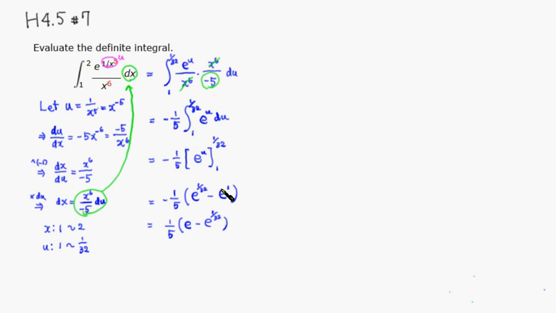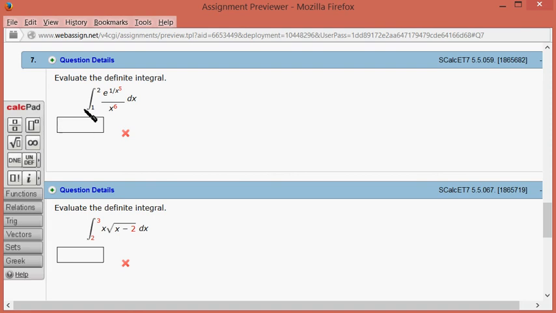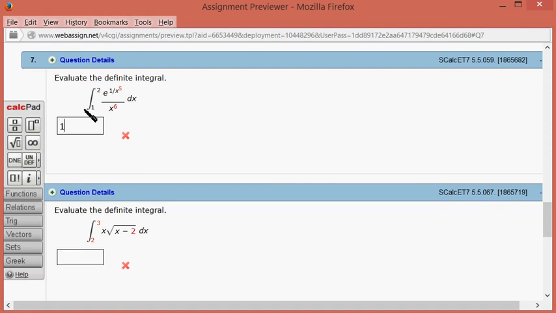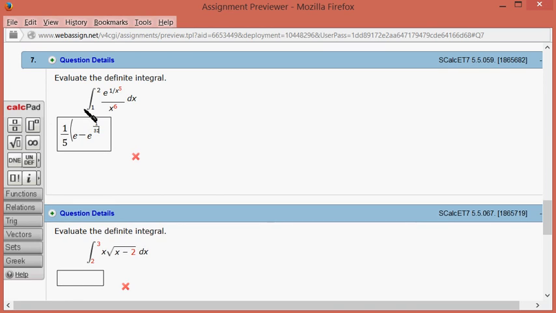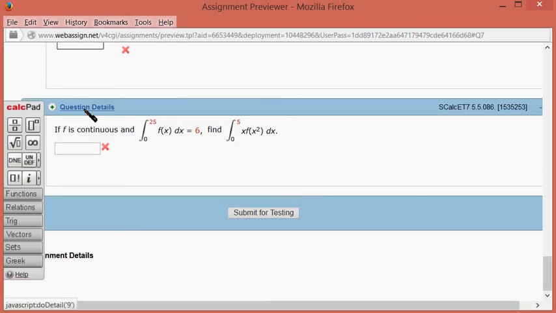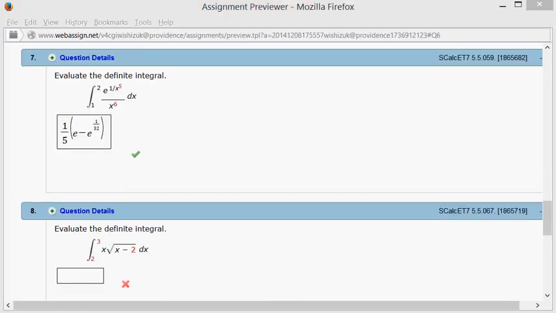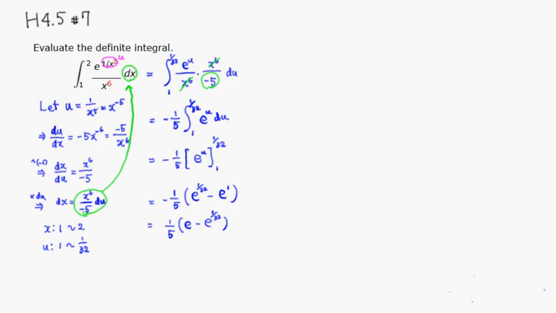So let's plug this in. What we found was 1/5 times, in parentheses, e minus e to the 1/32. So let's submit. It came back and looks like we got this one correctly. That's it. I hope that this was clear.